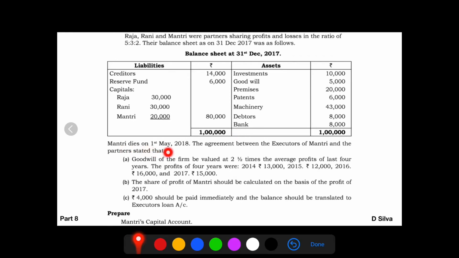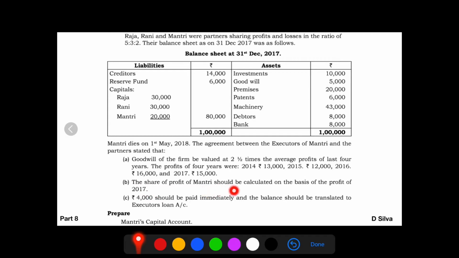Well, Mantri dies on 1st May 2018. The agreement between the executors of Mantri and the partners stated that the goodwill of the firm is to be valued at 2.5 times the average profits of last 4 years. The profits of 4 years were 2014 rupees 13,000, 2015 rupees 12,000, 2016 rupees 16,000 and 2017 rupees 15,000.